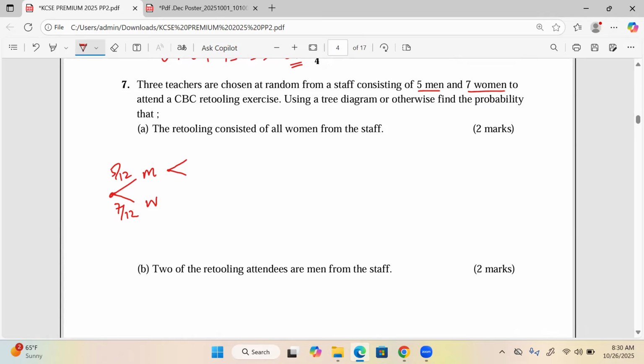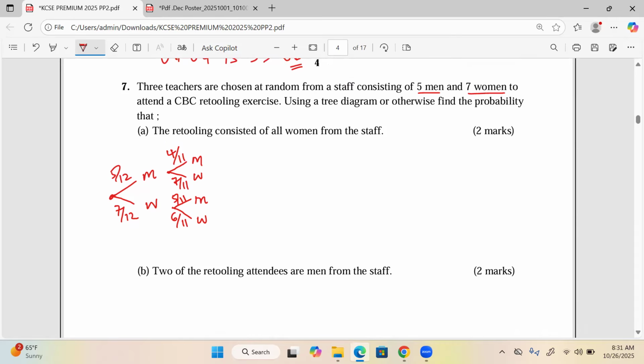Now, once you pick a man, in the second selection you can still pick a man or a woman. Picking a man now has a probability of 4 out of the new total, which is 11, because you've already picked a man. But this one remains 7 over 11. Then where we picked a woman first, in the second pick we can pick a man or a woman. Picking a woman again, the probability goes down to 6 out of the new total, which is 11. But for men, it is 5 over 11.